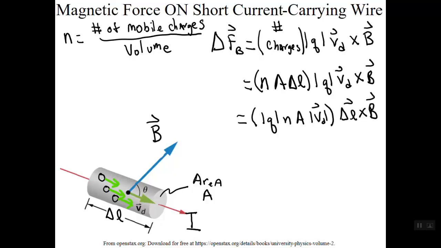Rearranging this a bit, we see that in the parentheses we have an expression for the conventional current I. And notice that we have the vector delta L, which always points in the same direction as the conventional current and has magnitude equal to the length of the short piece of wire, delta L. Now, the direction of delta F sub B is always in the same direction as the vector delta L cross vector delta B, because the conventional current I is always positive.